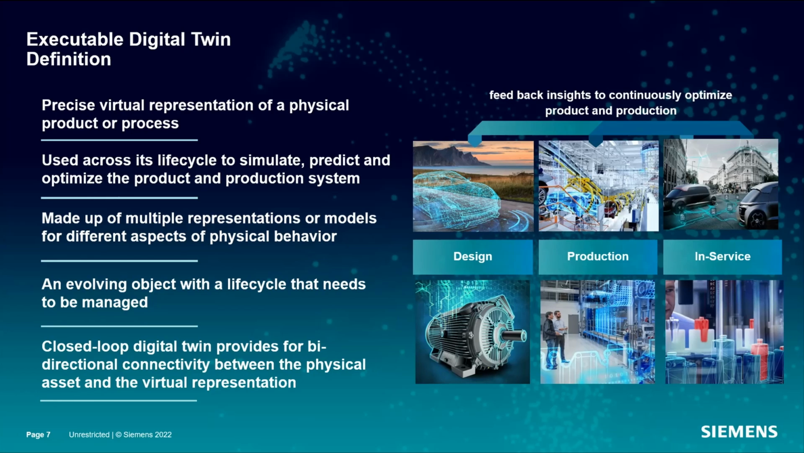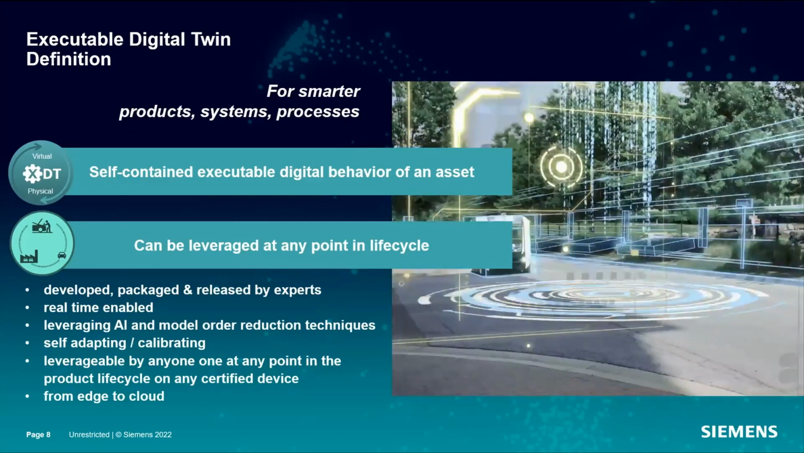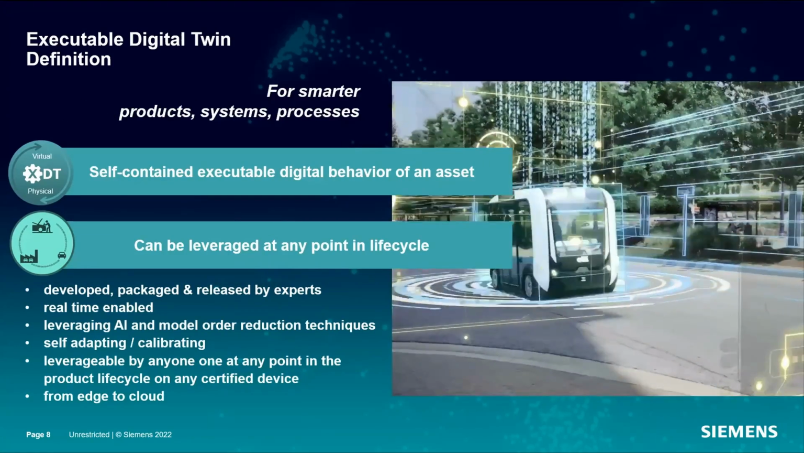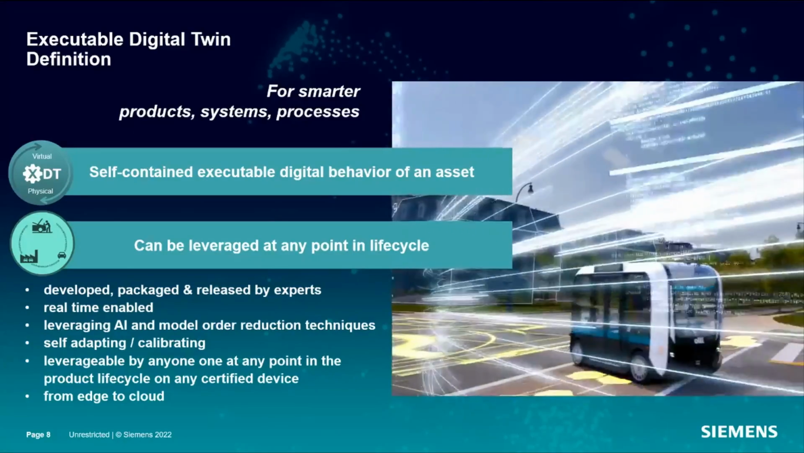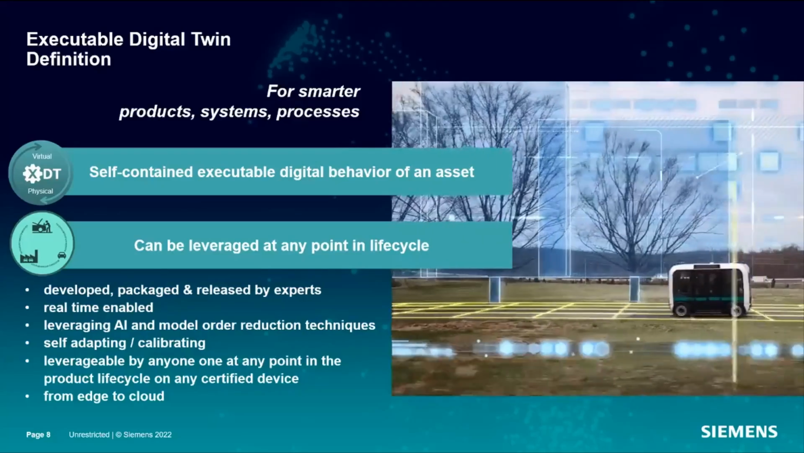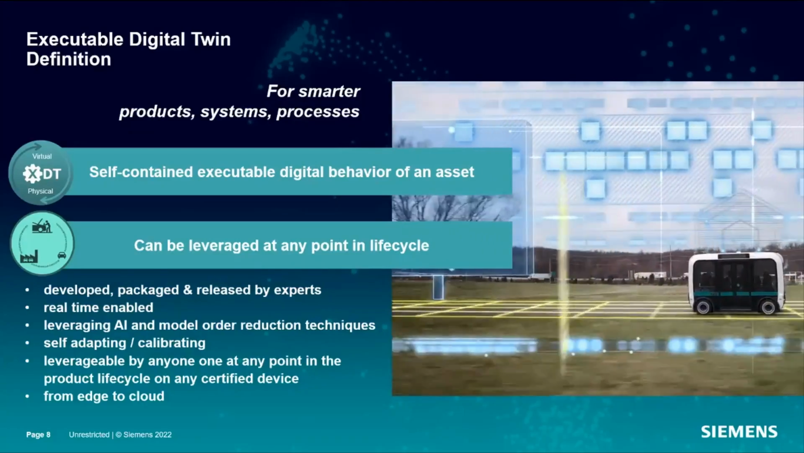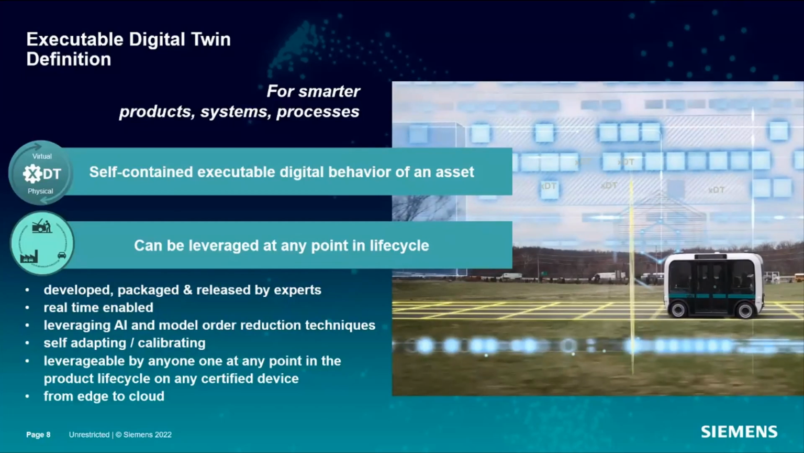Also the last bullet point is quite important. It's a closed loop, which provides the bidirectional connectivity between the physical asset and its virtual representation. Then in the next slide, this becomes a bit more clear. So we go with only 2 bullet points. We reduce the definition a bit. But what we mean with the executable digital twin is basically you can see it like an exe file. It's a self-contained executable, which represents the digital behavior of the asset that you're going to simulate or test. And this can be leveraged at any point in the life cycle.